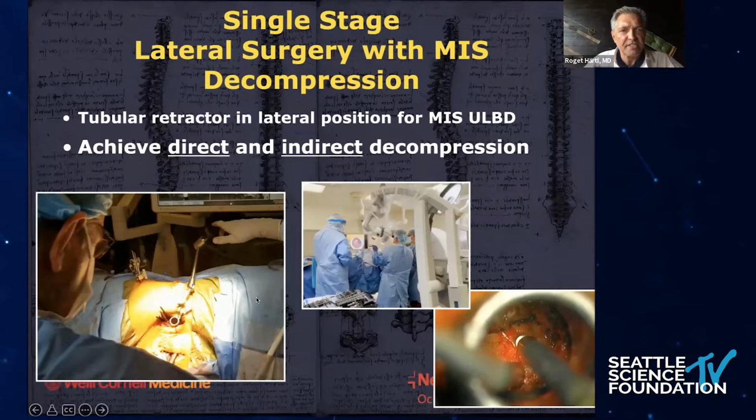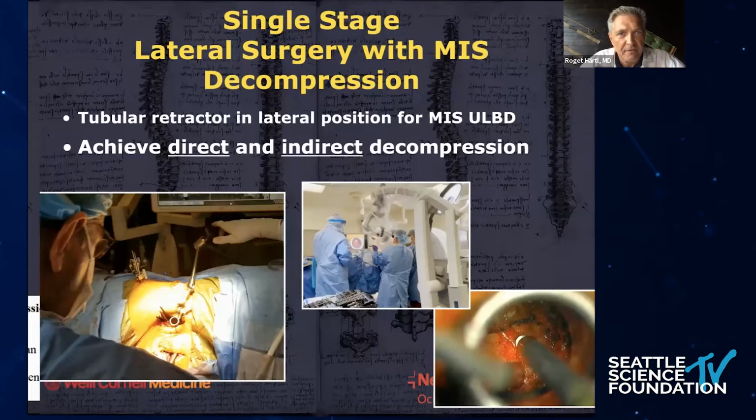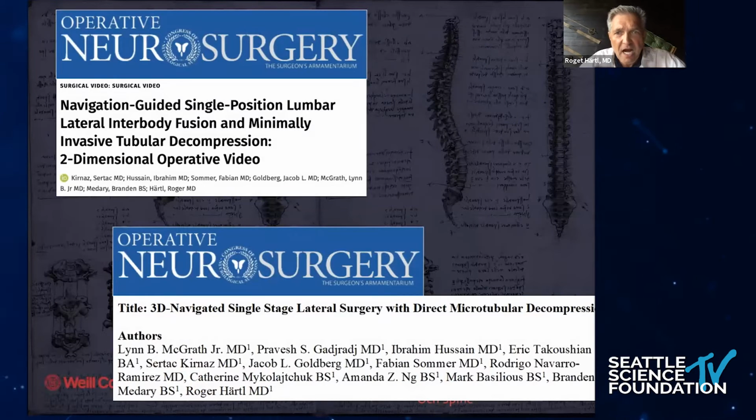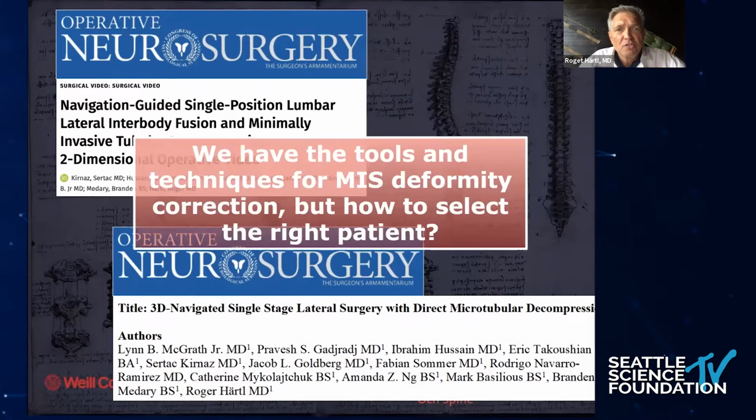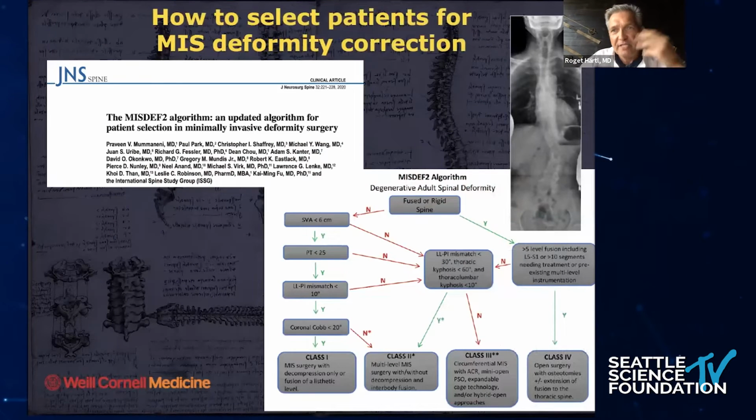And through a lateral position with a tubular retractor, you can very elegantly and very quickly, actually, it's almost easier than doing in prone, do a direct decompression in addition to the indirect decompression that you did from the front, from the side. So we have all these techniques and tools available for MIS deformity correction, or that could potentially help us.